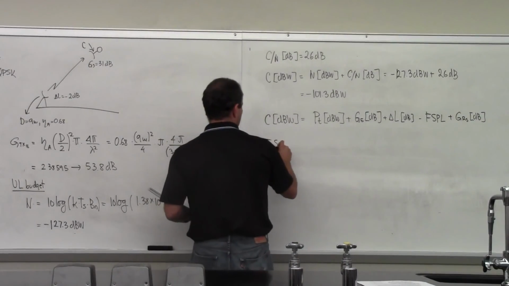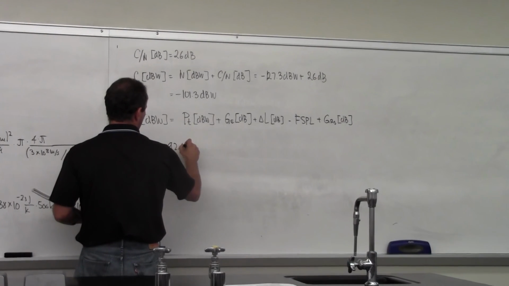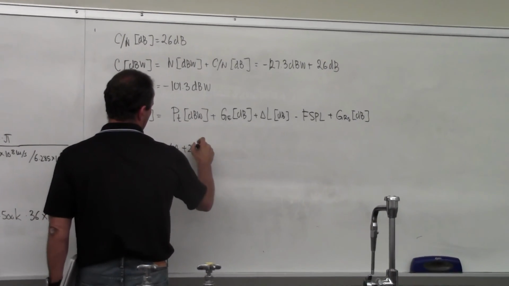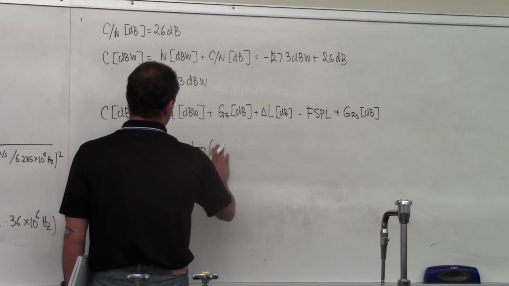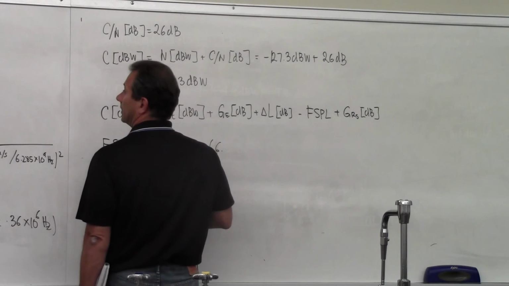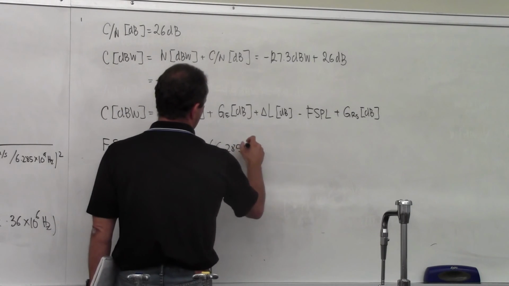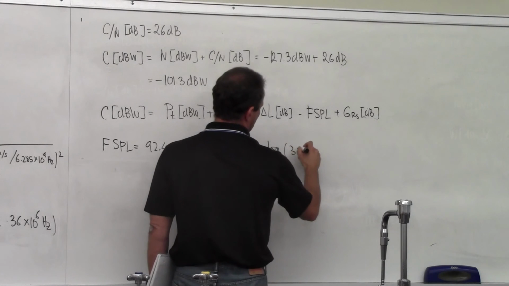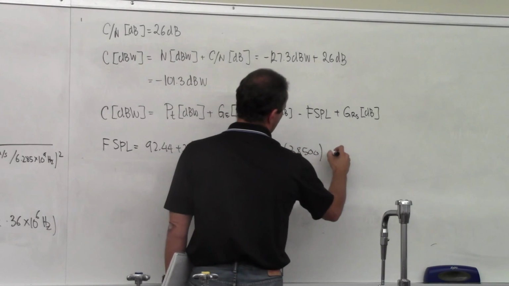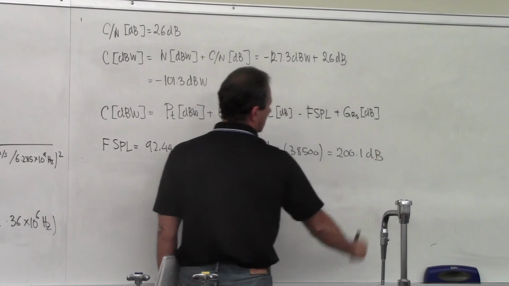Free space path loss is going to be 92.44 plus 20 log of frequency in gigahertz, which in this case is 6.285, and then plus 20 log of 38,500 kilometers. So this is 200.1 dB.